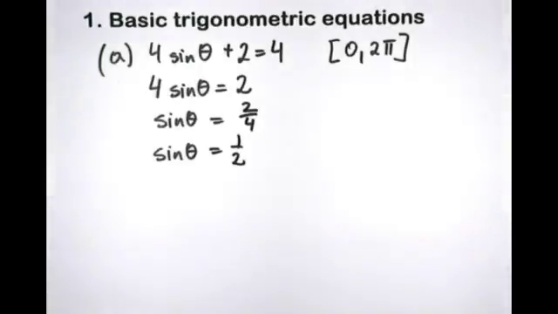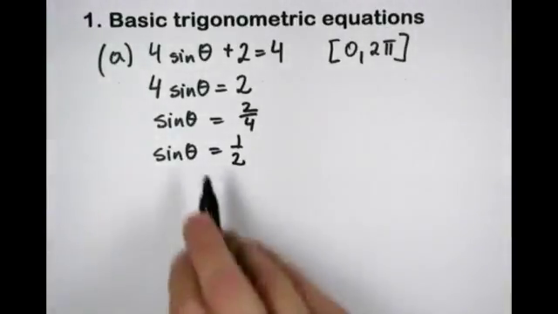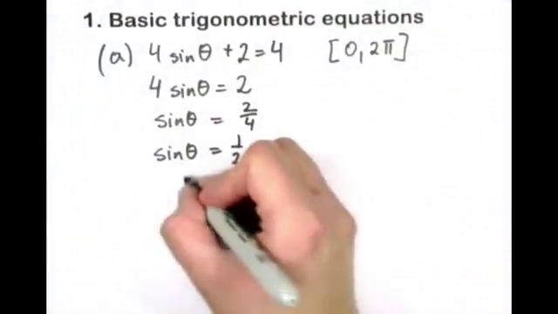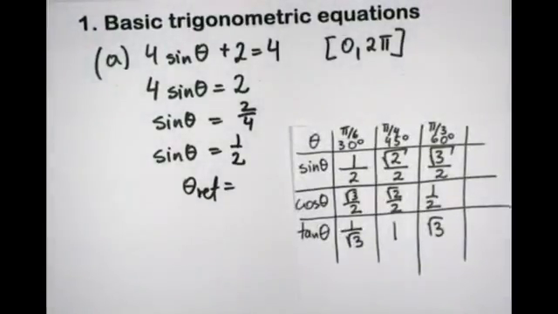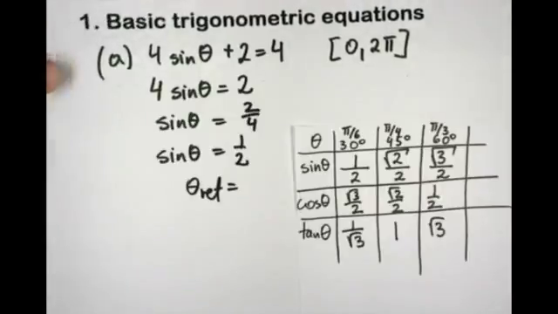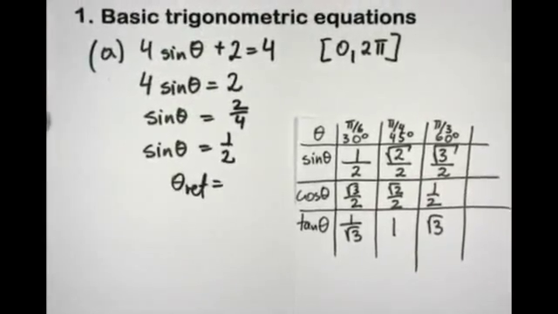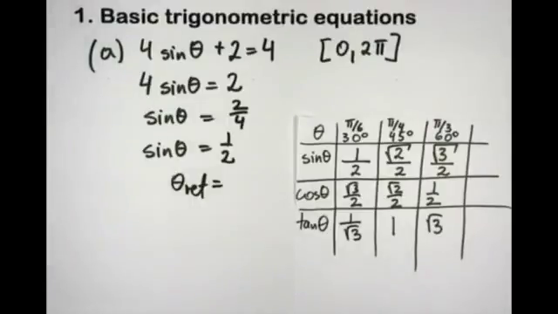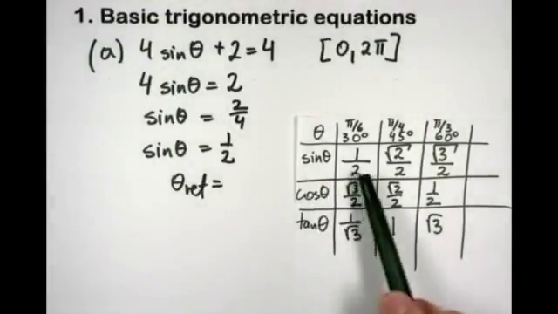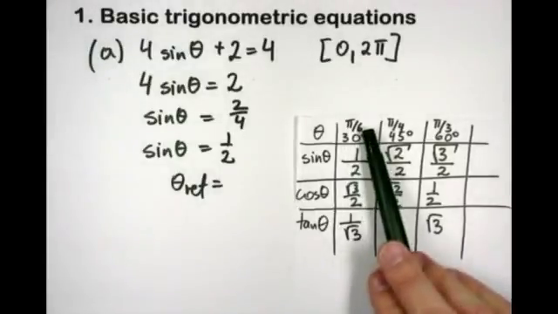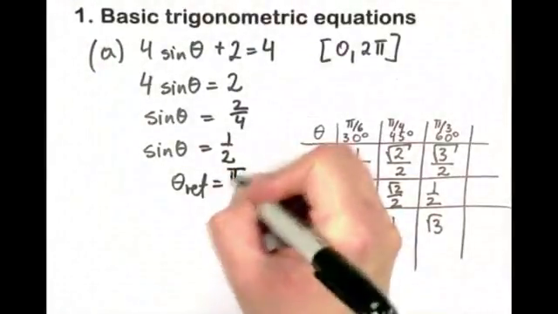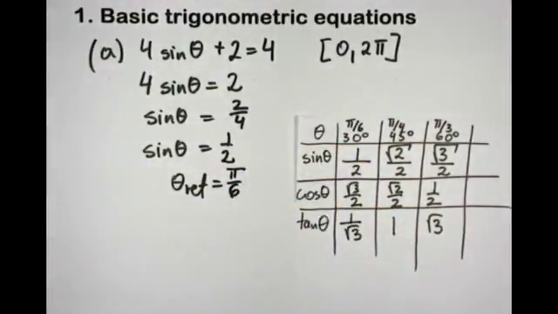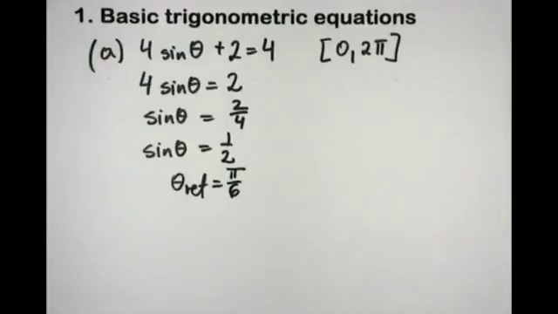Let's consider this basic trigonometric equation. First we find the reference angle, theta reference. The reference angle we are finding using the chart. For what angle is sine theta 1/2? Sine theta is 1/2 for 30 degrees or pi over 6. So the reference angle is pi over 6. Now we need to complete the rest.